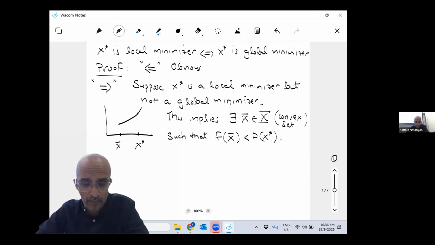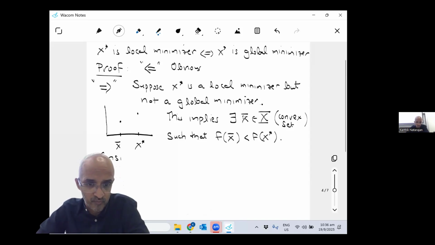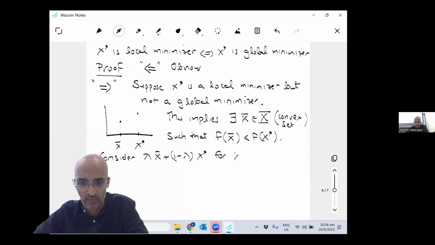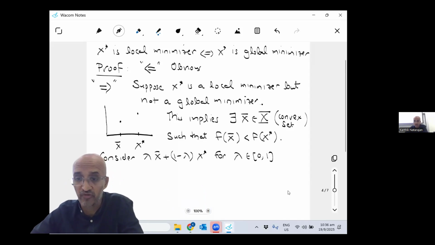So what we are doing is parameterizing, moving from this point to this point, from x bar to x star. So consider lambda times x bar plus 1 minus lambda times x star, for lambda ranging in the interval 0 to 1. Let me finish the proof, and if there are any questions, I can take them after that. As we change lambda between 0 and 1, we are moving between x bar and x star.